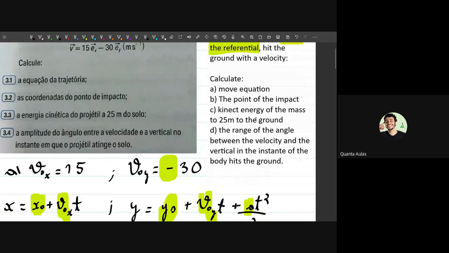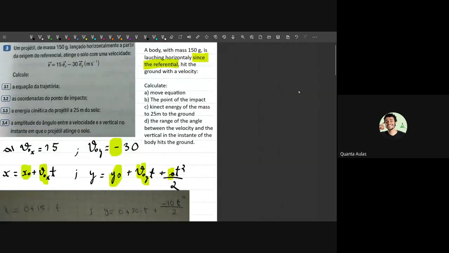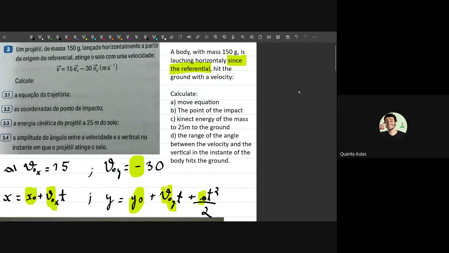But okay. 3.2, the point of the impact. So again, I suppose you need to draw this. I want you to try to draw first without my reference. If you draw wrong, no problem. Just try. Send me a photo, and I will see if you are right or not.